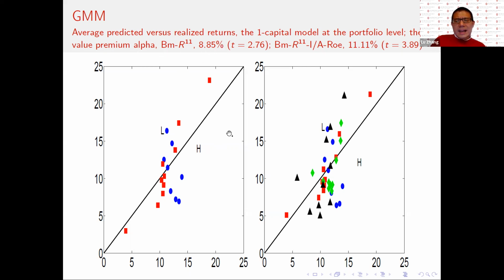In particular, if you look at the value premium alpha, high minus low, we are getting a pretty big alpha for the value premium, 8.85% per year, and significant. If we add value, momentum, investment, and ROE deciles simultaneously, the low minus high becomes even more negative. The alpha is 11.11% per year and the t-value is going through the roof, 3.9. Okay, so this replicates our prior work.